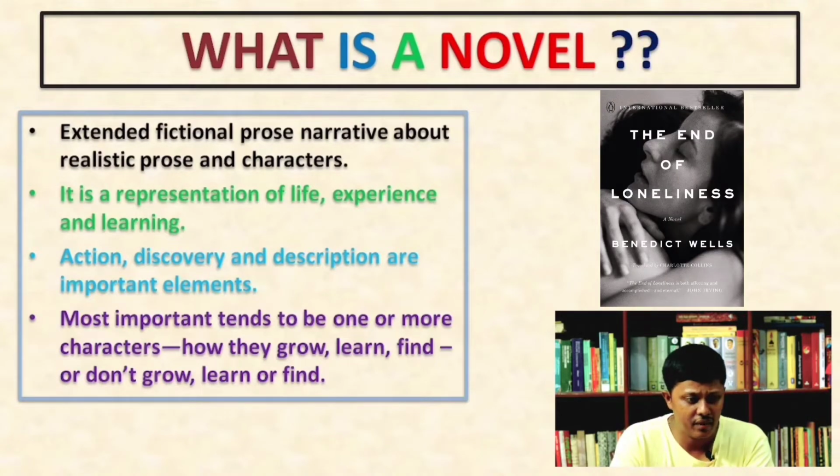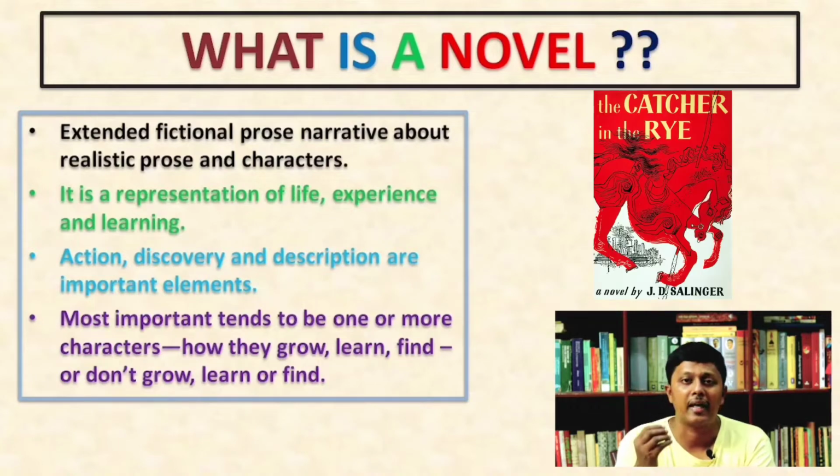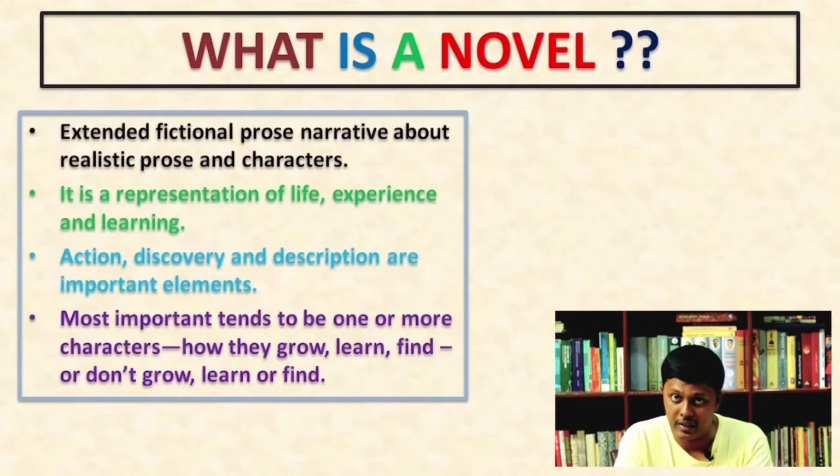Specifically, it is a prose narrative about realistic prose and characters, the characters that we usually find in our daily lives, in our ordinary or extraordinary lives. Representation of life, experience, and learning. It is natural, because the representation of life that we get in different novels is nothing but the experience and learning that we gather. Finally, action, discovery, and descriptions are important elements, and it is about a character's growth. There are lots of novels, from Dickens to even J.K. Rowling. So lots of novels have been created in this whole world.